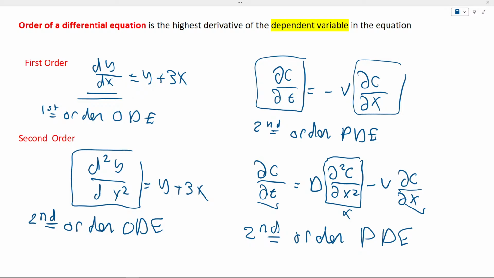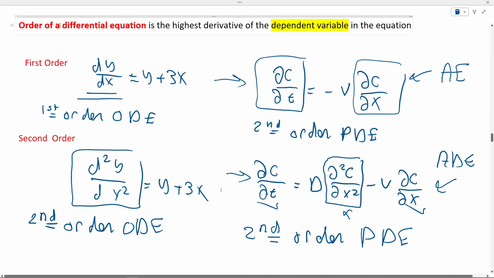This equation is called the advection equation, and this one is called the advection dispersion equation. In the first one, my contaminant is just moving forward. Here, my contaminant is moving and spreading. So that's a dispersion term. Okay.